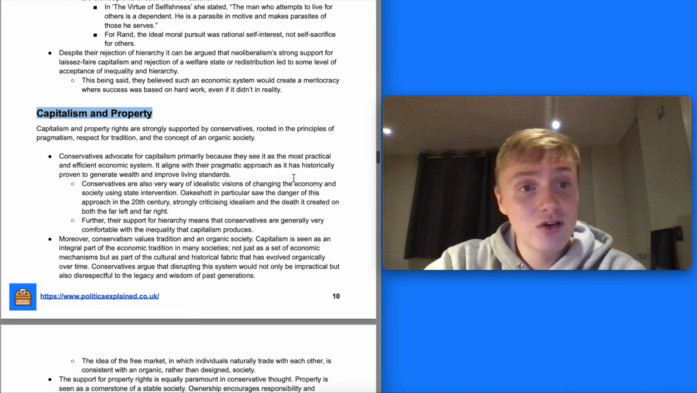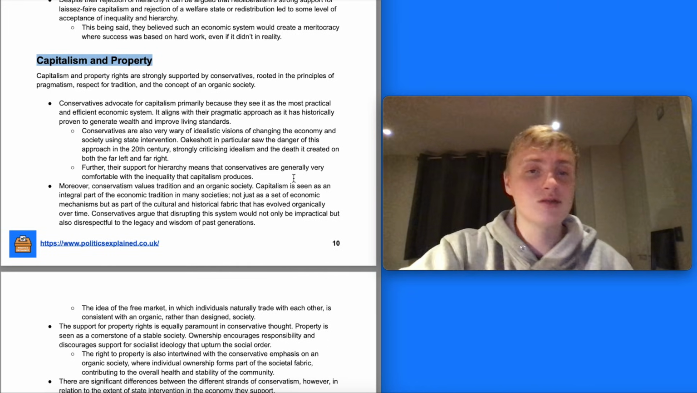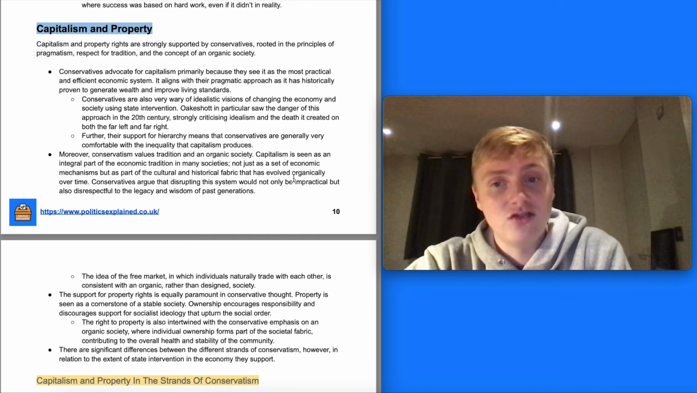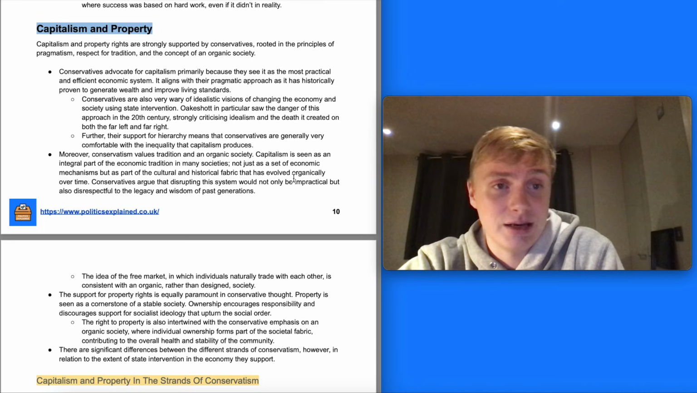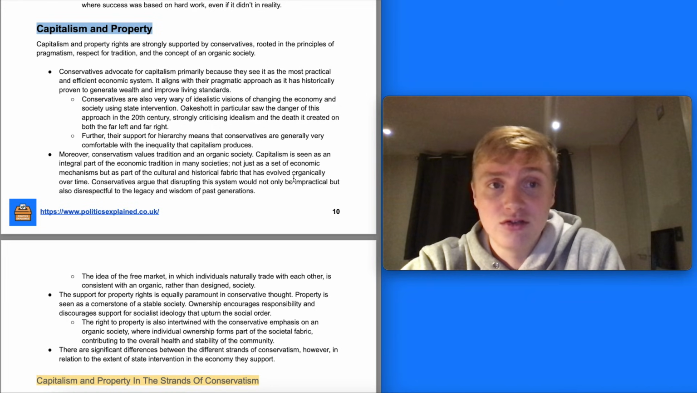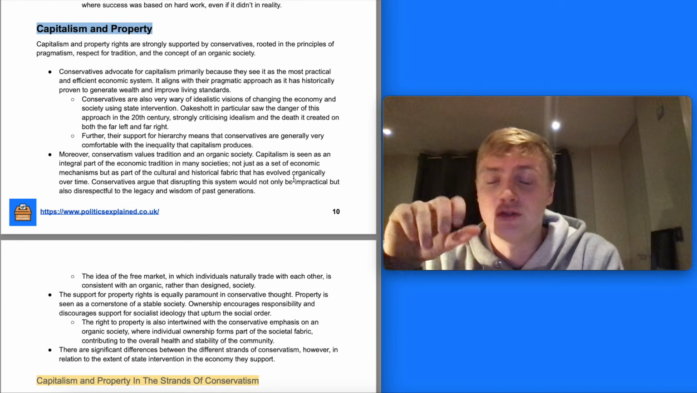Okay, moving on now to the next key principle, and this isn't one that is named, but it's really shared and important to bring in, especially in relation to the economy, and that's capitalism and property. So capitalism and property rights are strongly supported by conservatives, rooted in these other key principles of pragmatism, respect for tradition, and the concept of an organic society.